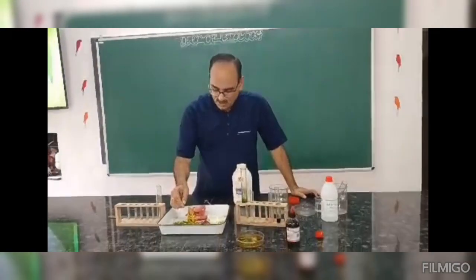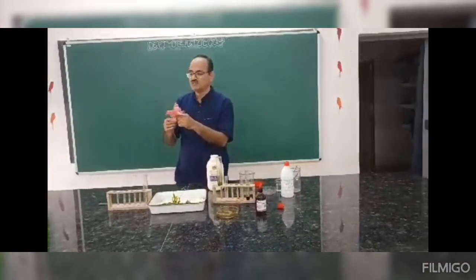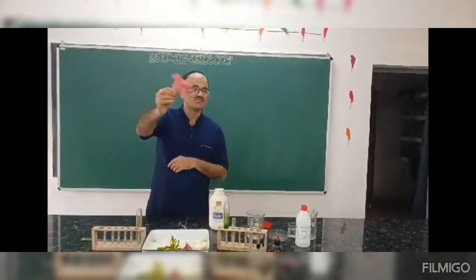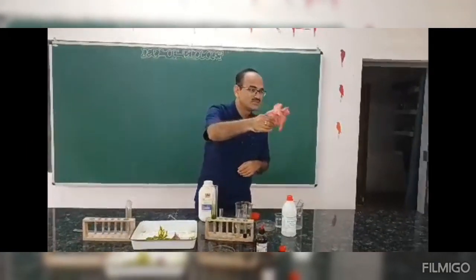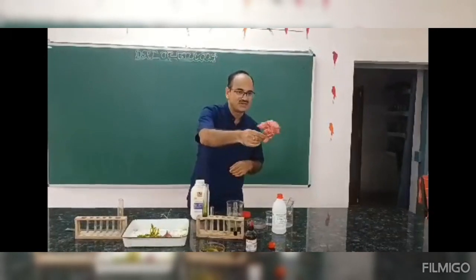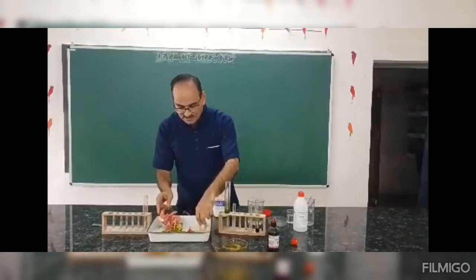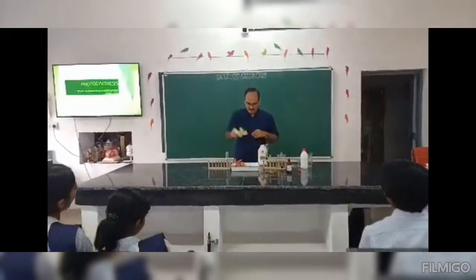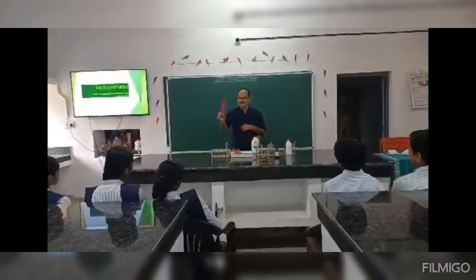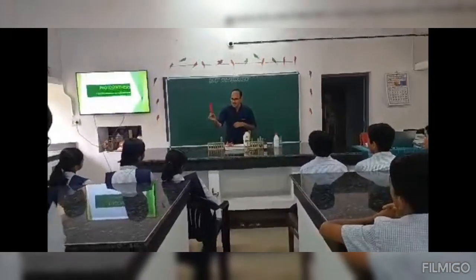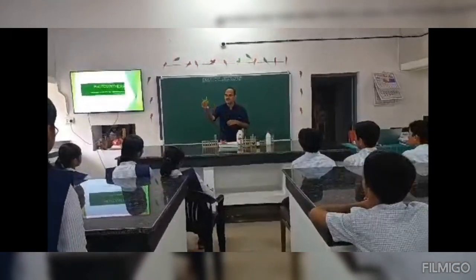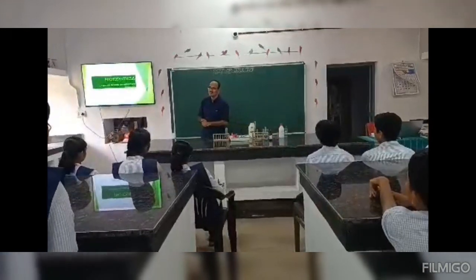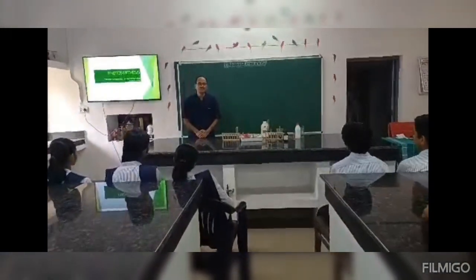Now I have different types of leaves. See, what is the color of this? Pink. Which plant is this one? This is a moussaenda, right? Then this one also moussaenda. This is another plant, the maranta. Then this is a croton. Do you think all these leaves are capable of producing starch?